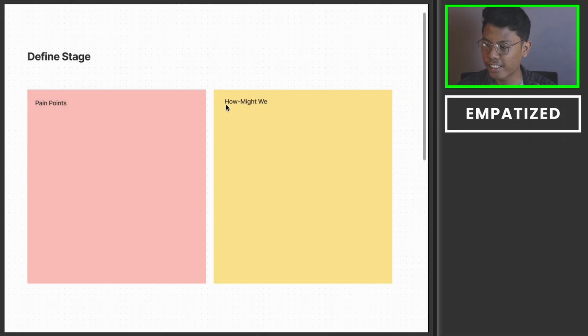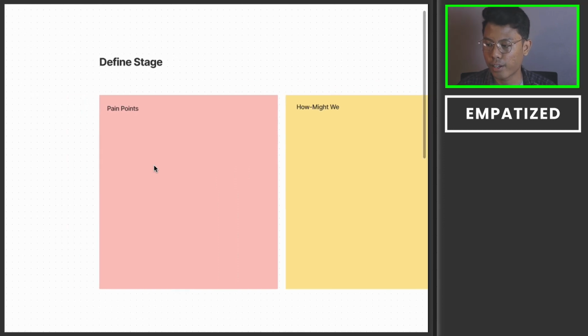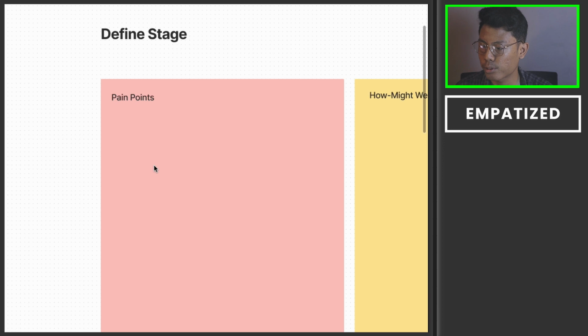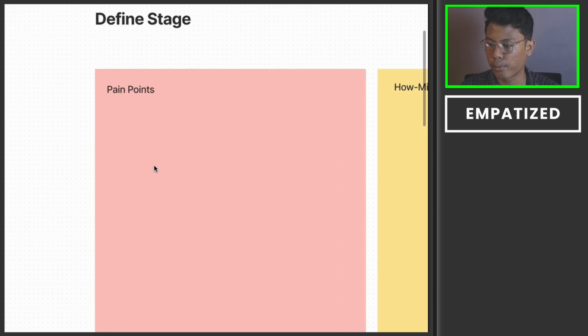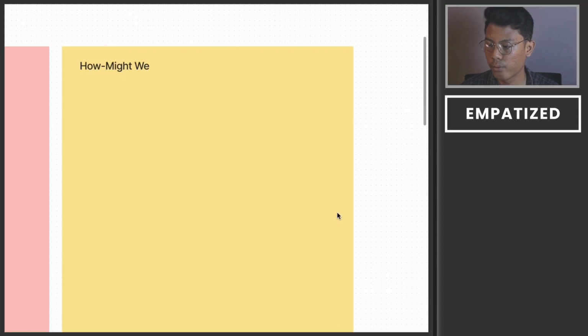So, at this stage, we have two processes. The pain points are user discomfort experienced while using a particular product. They exist in diverse forms and could be several or slightly insignificant. Identifying pain points is a step toward solving a user problem. After we get the pain points, we write them down in the pain point section, then we move into how might we.